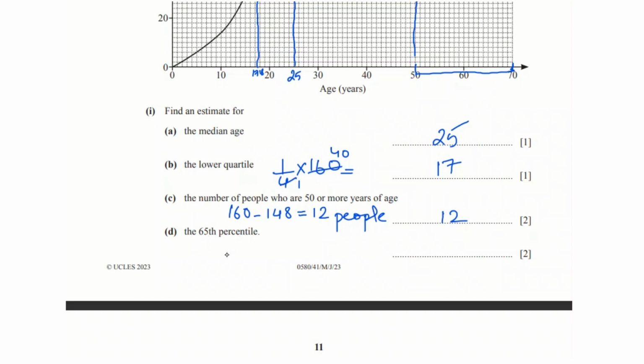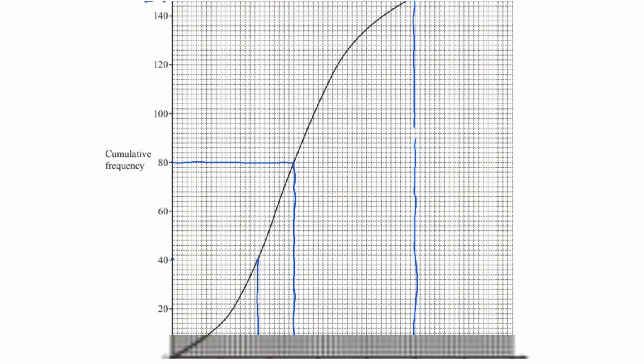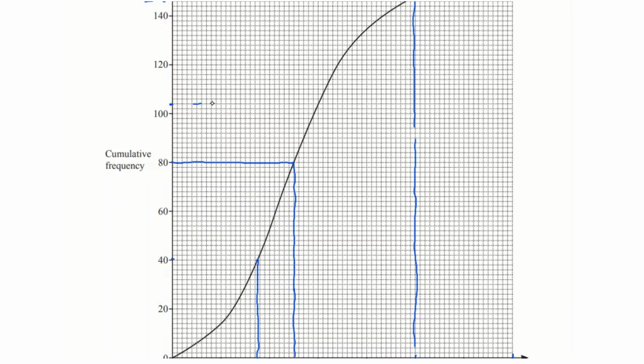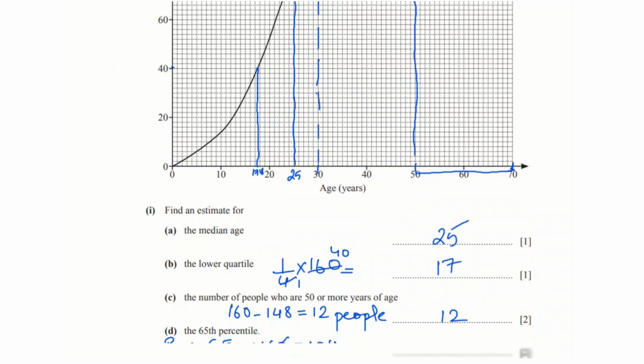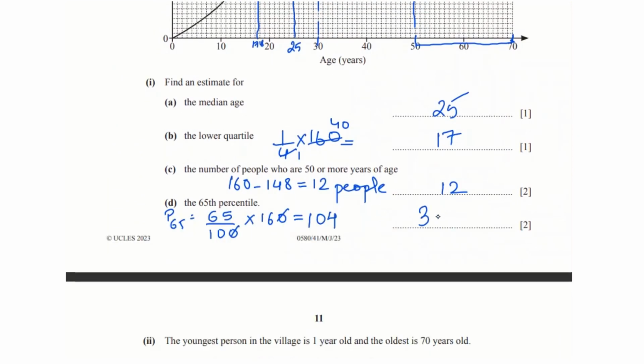65th percentile is 65 upon 100 multiplied by 160, which gives you 104. Now search for 104, it is somewhere over here, 104. So come over here, this is where we are. So we come at 30. Is your answer.